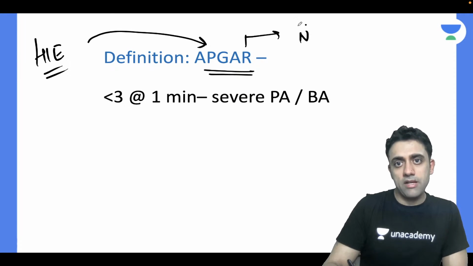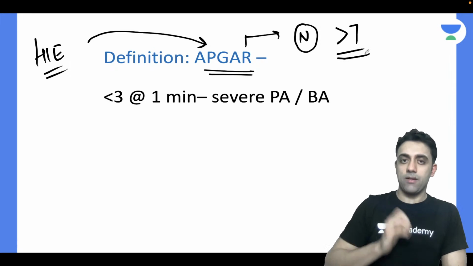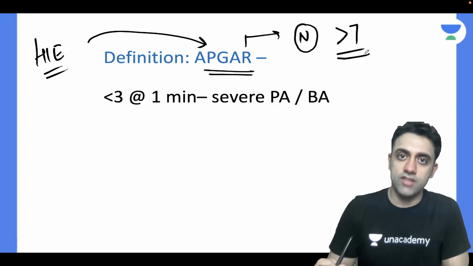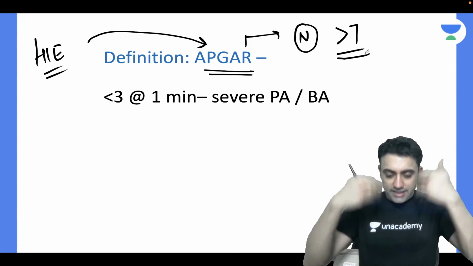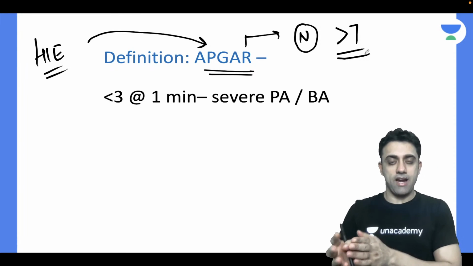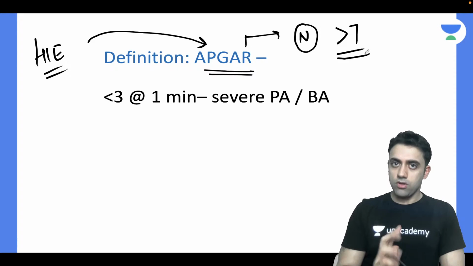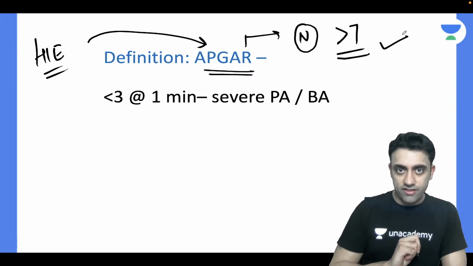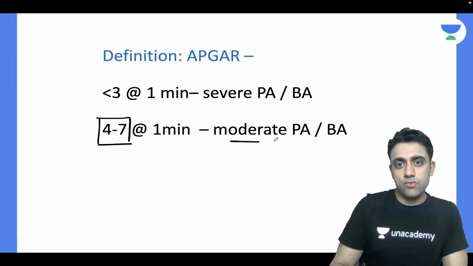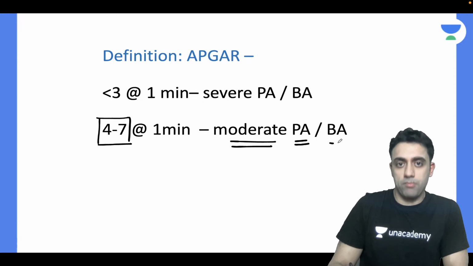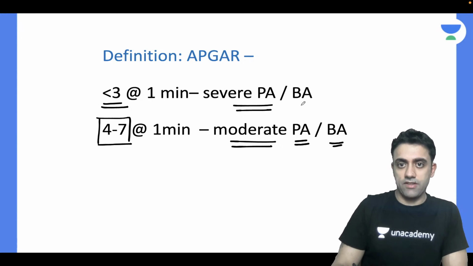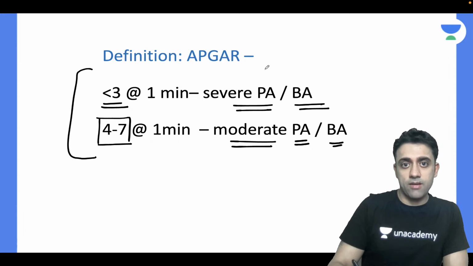Please remember, normal Apgar score is more than 7. Apgar score is a scoring system for the clinical evaluation, clinical assessment of the baby. How is the baby clinically? Good, bad, or very bad? If the baby is clinically good, then Apgar score will be more than 7. And if the Apgar score is 4 to 7, that means moderate perinatal asphyxia or birth asphyxia. And if the Apgar is less than 3, then that is known as severe perinatal asphyxia or birth asphyxia. Are you with me? Star mark and star mark.